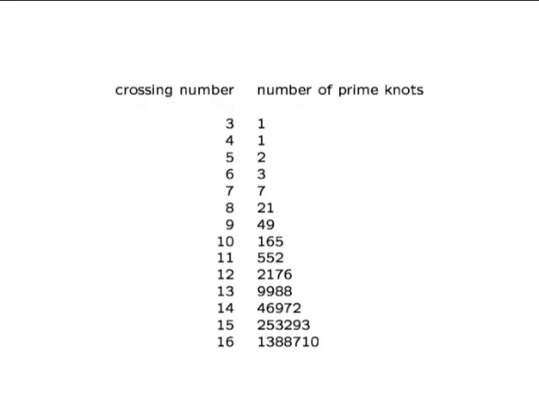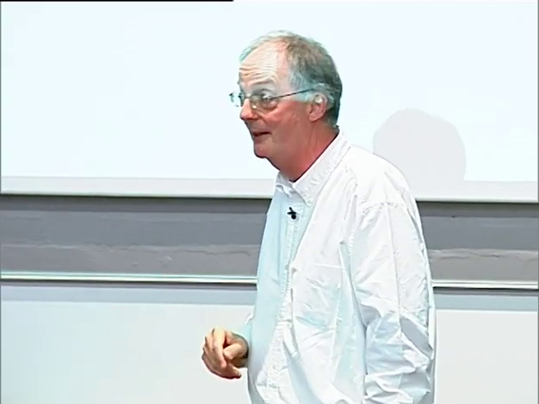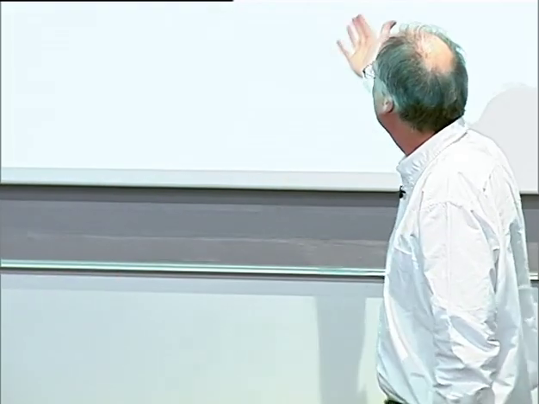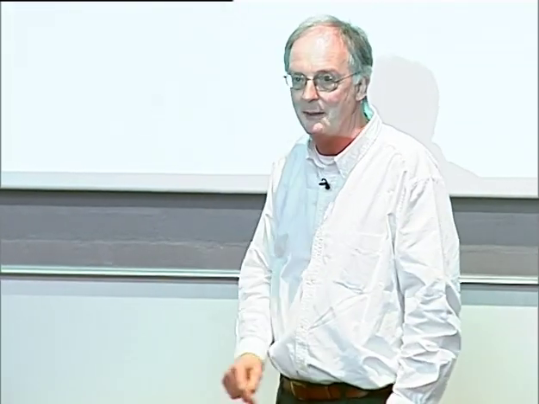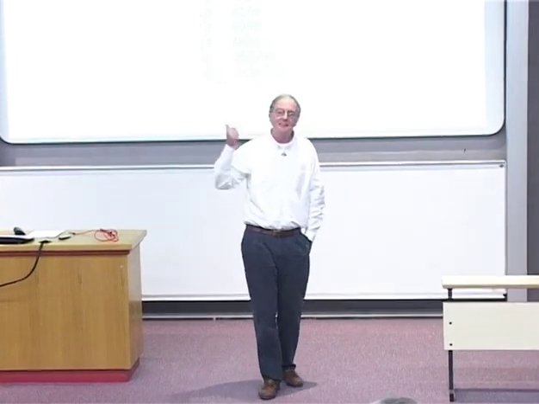So what after that? Well, there are 49 with 9 crossings, and so on. 165 with 10 crossings, and 1,388,710 with 16 crossings. And that's as much as is known. People are working on the 17 crossing problem, and it's difficult, as you can imagine. How on earth do you begin to get these extraordinary numbers out? Well, of course, you use a computer, and of course, just as we saw earlier, you can't just switch one on and tell it to calculate.